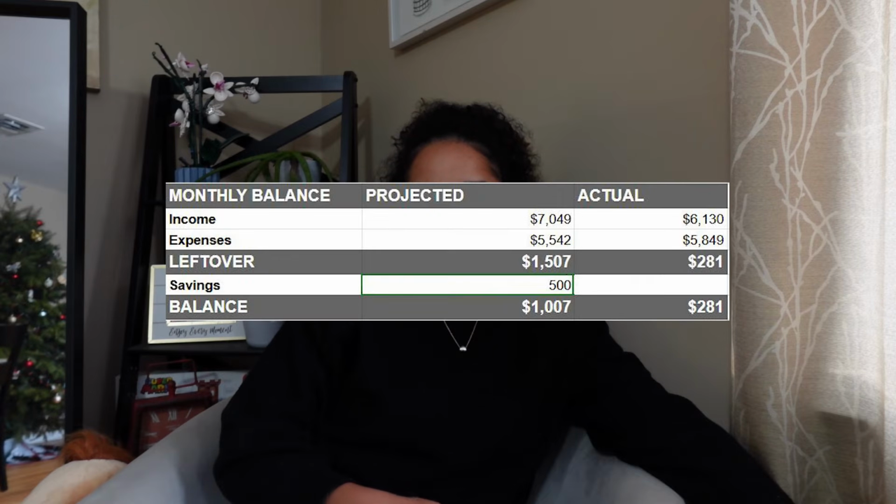For both spreadsheets at the top right, you will see your monthly balance. So this calculates your income minus expenses and how much you have left over. And it also has a line there for you to put savings in. Again, before the month starts, you can put projected how much you want to save, but then it's up to you at the end of the month to put in the actual category how much you saved.